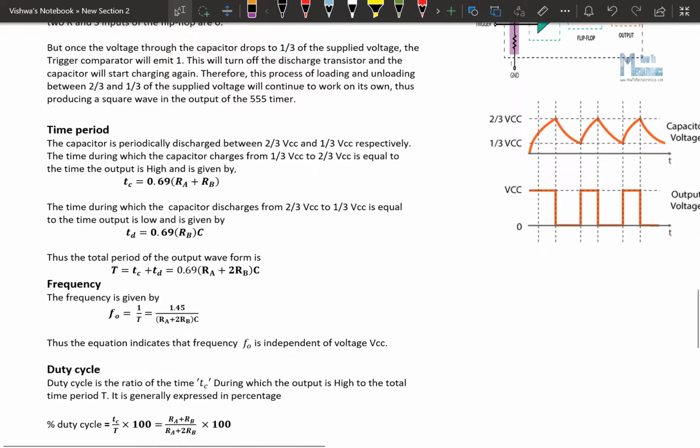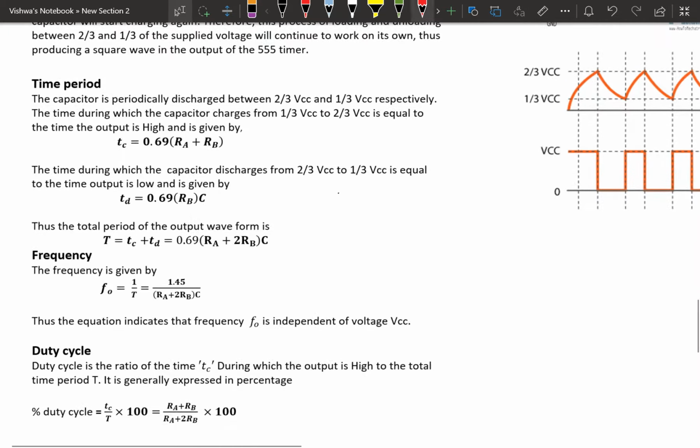This is the time period and duty cycle. The capacitor is periodically charged and discharged between 2/3 VCC and 1/3 VCC. The time during which the capacitor charges from 1/3 VCC to 2/3 VCC is equal to the time the output is high. So when the capacitor charges from 1/3 VCC to 2/3 VCC, here the waveform is there, 1/3 to 2/3 VCC, and this is the output waveform.